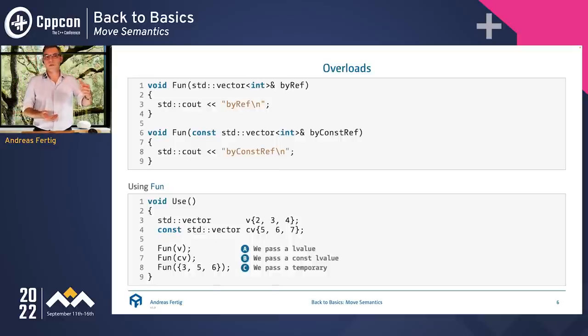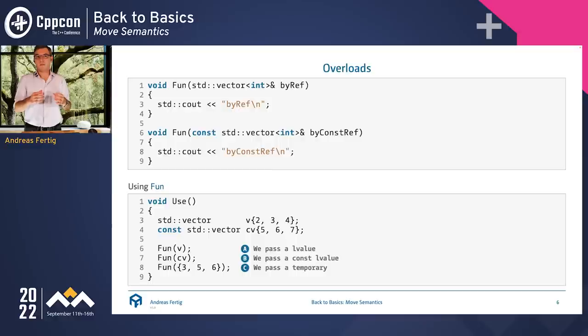And now I fire a couple of calls to fun. In use here below, I create first in line number 3 a std::vector v with a couple of numbers in it. It's also a std::vector of int. And in line number 4, I'm creating a const vector of int with another couple of numbers, naming it cv. So two std::vectors, one is const, one isn't. And now in lines 6 to 8, I'm placing calls to fun. I'm calling fun with the modifiable std::vector v.